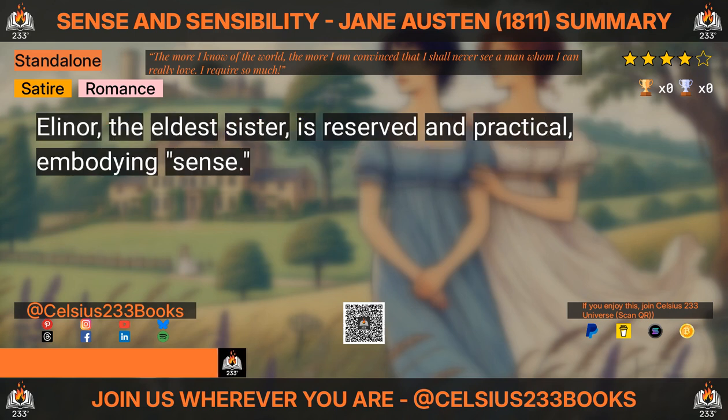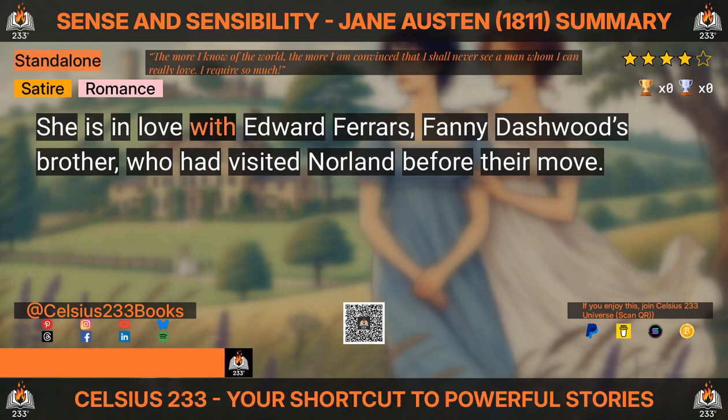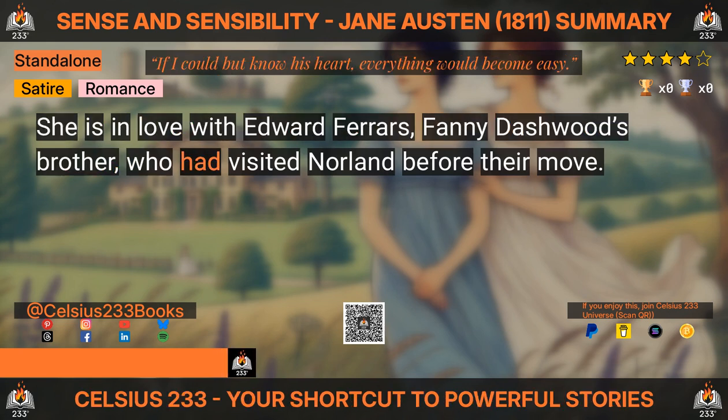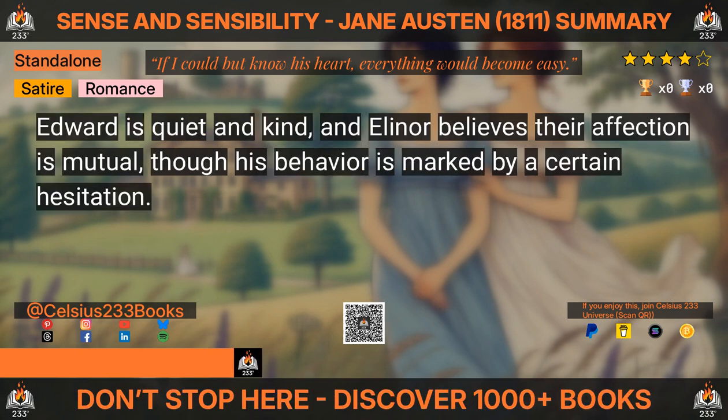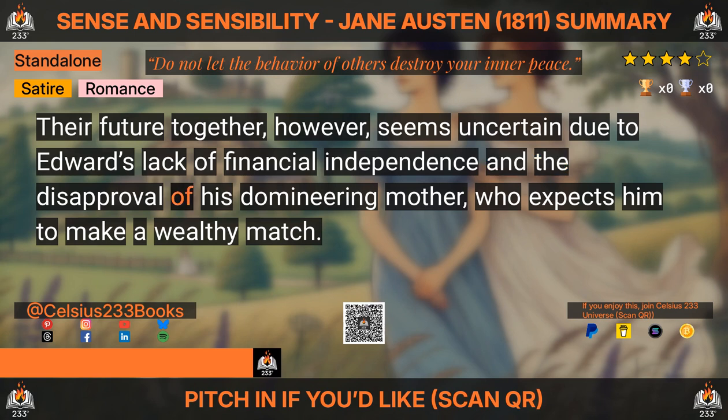Elinor, the eldest sister, is reserved and practical, embodying sense. She is in love with Edward Ferrars, Fanny Dashwood's brother, who had visited Norland before their move. Edward is quiet and kind, and Elinor believes their affection is mutual, though his behavior is marked by a certain hesitation. Their future together, however, seems uncertain due to Edward's lack of financial independence and the disapproval of his domineering mother, who expects him to make a wealthy match.